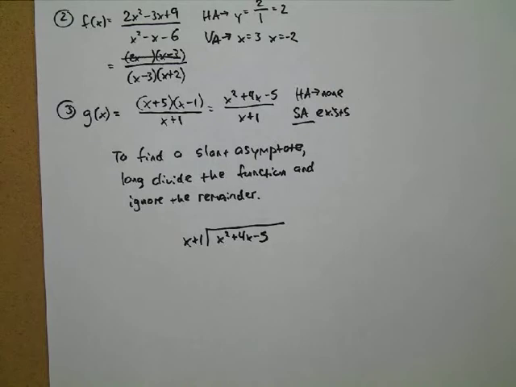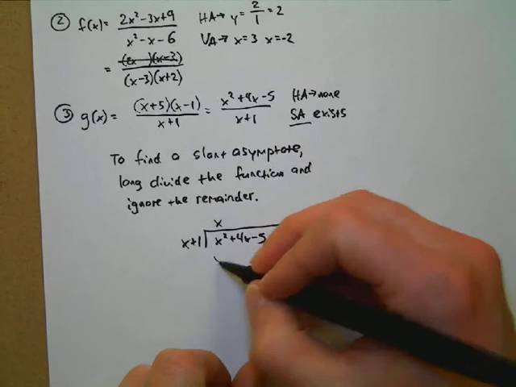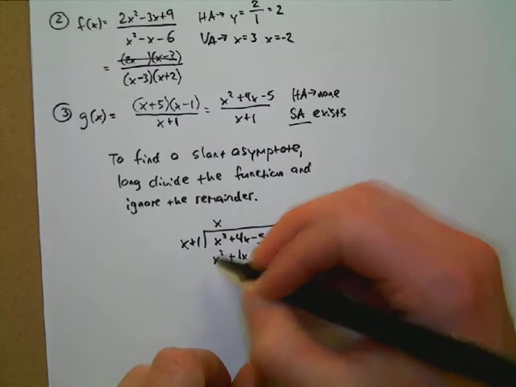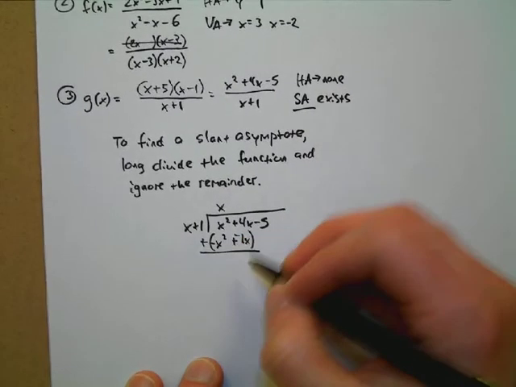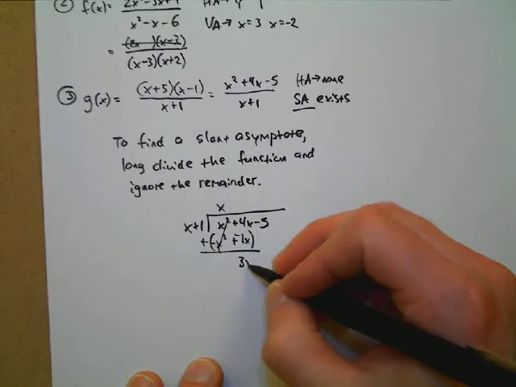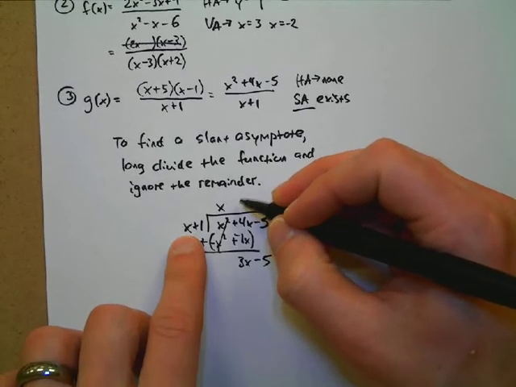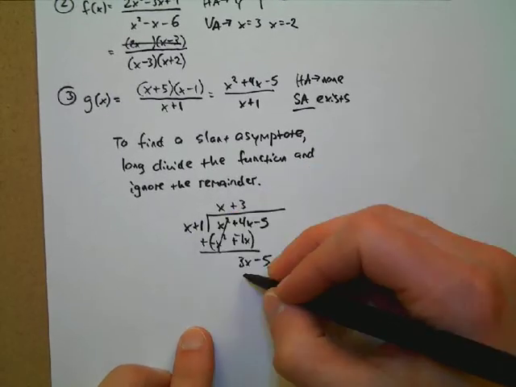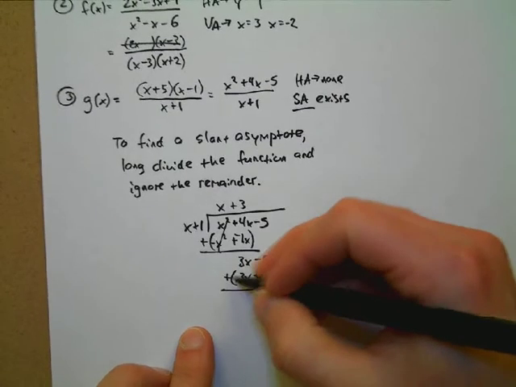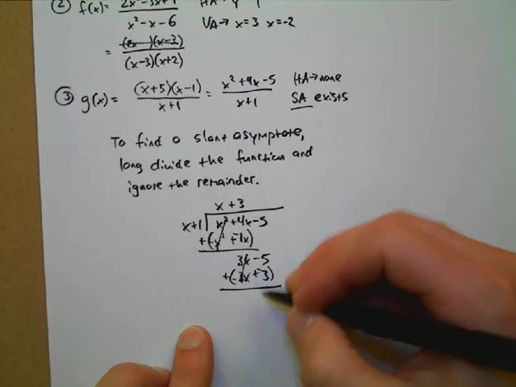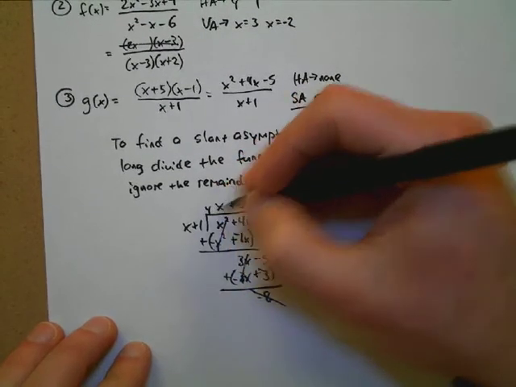Okay, so what times x will give me x squared? X. And x times 1 will give me 1x. I'm going to subtract that quantity. But instead of subtracting, I'm going to add the opposites. X squared will cancel. 4 and negative 1 make 3x. Okay. And then I will have to multiply by 3, right? X times 3 here. And then 3 times 1 is 3. And again, add the opposites. Negative 5 and negative 3 make negative 8. Throw out the remainder. There's the equation for your slant asymptote right there. Y equals x plus 3.